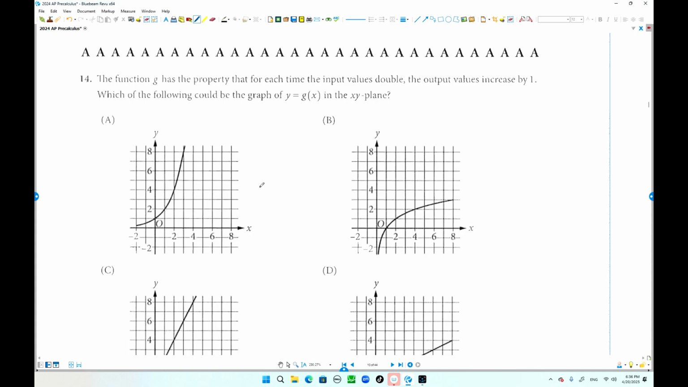Okay, the second one is which one is the graph where each time the input doubles. Input doubles, not output, right? But output increases by one. Input doubles, one and two over here, one and two from here to here. This increases by two, right? That is exponential, okay? But this one, input doubles, two and four, from here to here increases by one, right? Okay, that is true. I'm sorry, that is a log function.